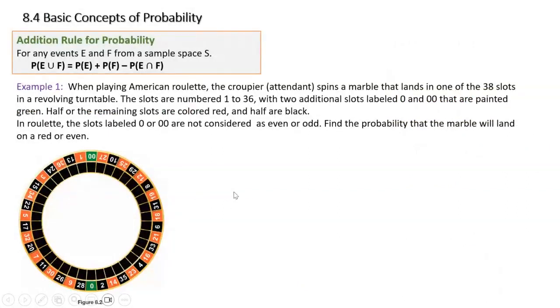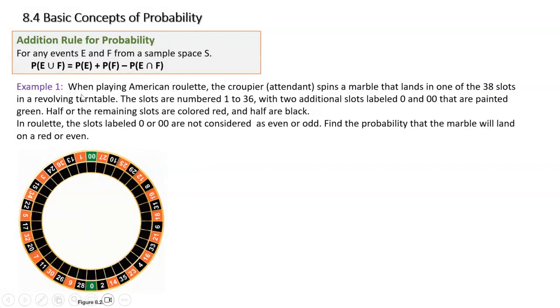Okay, I believe this will be the last one, or second to the last one. It says here the basic concept of probabilities. For any events E and F from a sample space, the probability of E union F is equal to the probability of E plus the probability of F minus the probability of E intersect F.